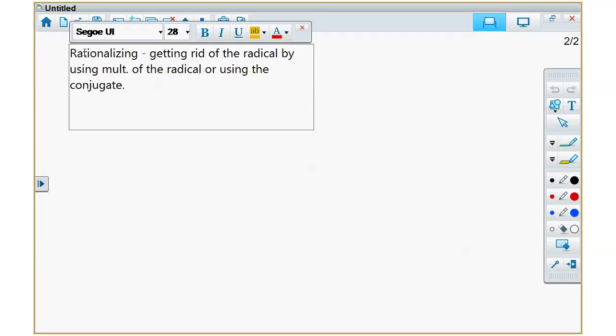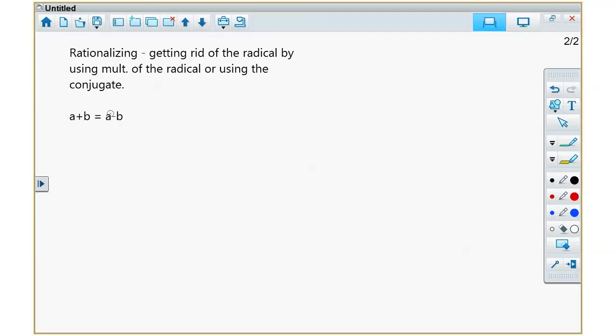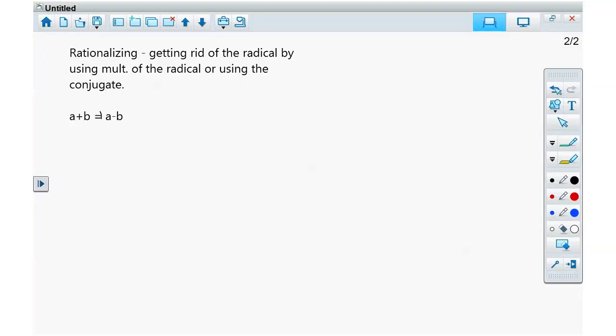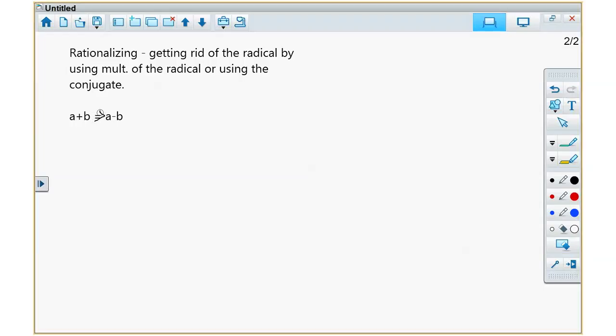Conjugate. The conjugate is the opposite operation. The conjugate of A plus B is what? A minus B. Now don't put equal sign there. Put a yield sign. The conjugate of A plus B is A minus B.